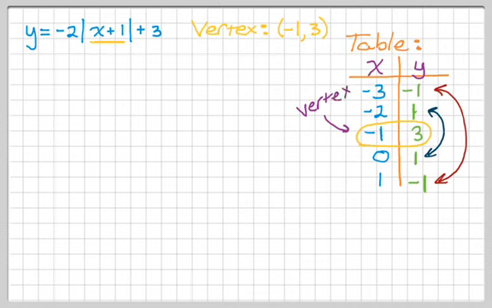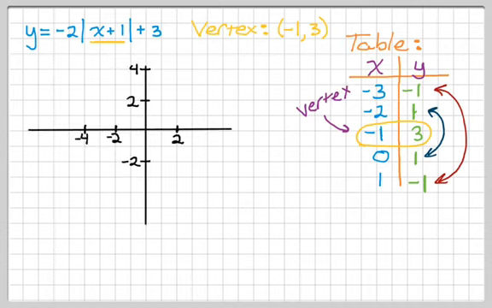So now I'll create a graph. Again, I've labeled the x-axis and the y-axis. Now I'm going to plot my points. First goes the vertex, negative 1, 3. Now I'm going to go to negative 2, 1, and 0, 1. And then finally negative 3, negative 1, and 1, negative 1.